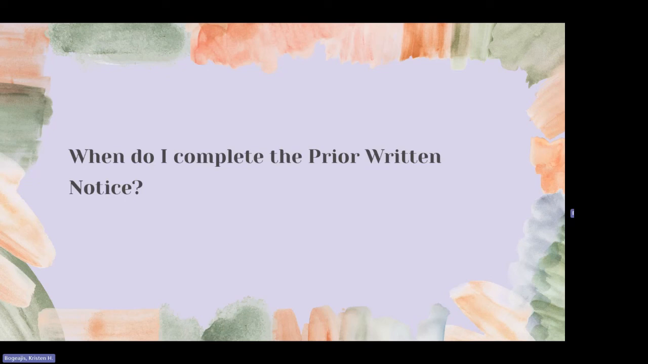Your reevaluation is going to have its own prior written notice. When you determine eligibility and you do an IEP in that meeting, it's going to have its own prior written notice. The prior written notice is for the meeting, not necessarily an individual process. You don't need two prior written notices if you do two different things in a meeting. You just need one. But you do need a prior written notice every time you meet as an IEP team.